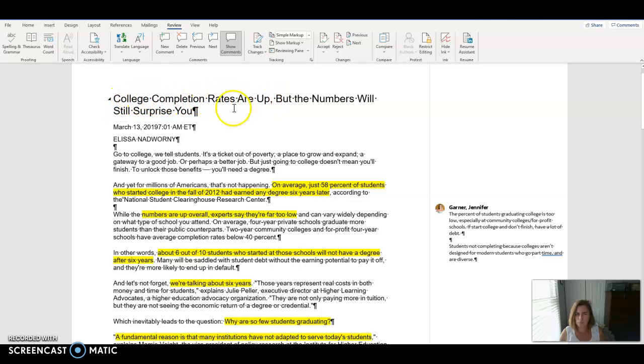College completion rates are up, but the numbers will surprise you. So as I'm reading this, I might say, what numbers? What do they mean by college completion rates? Why might it surprise me? And so now I also have some other questions to think about as I'm reading. So that's how it looks.